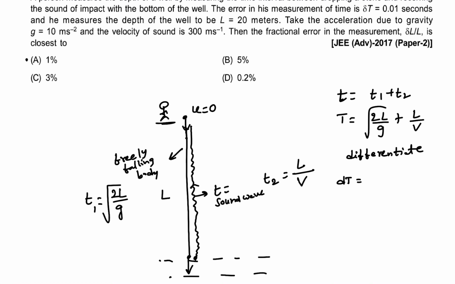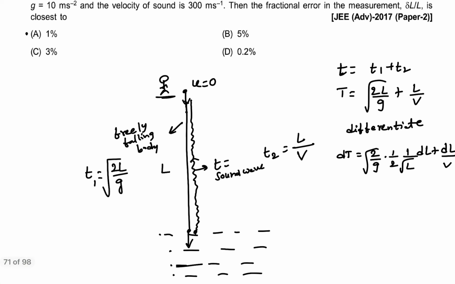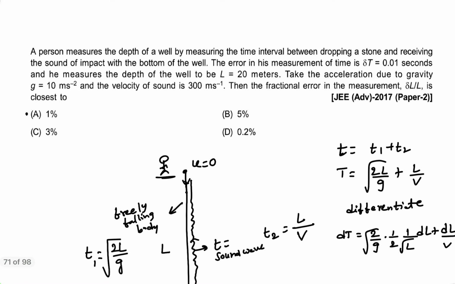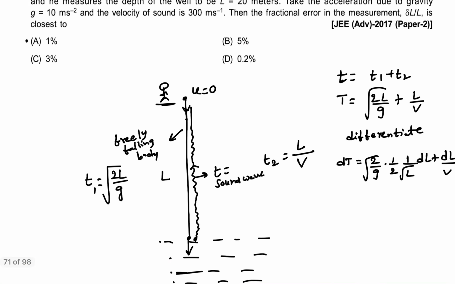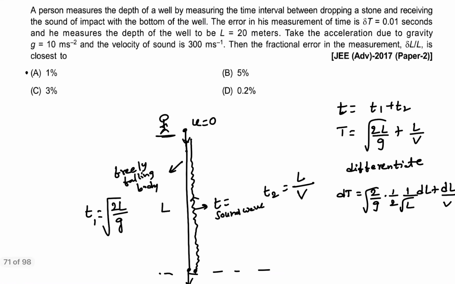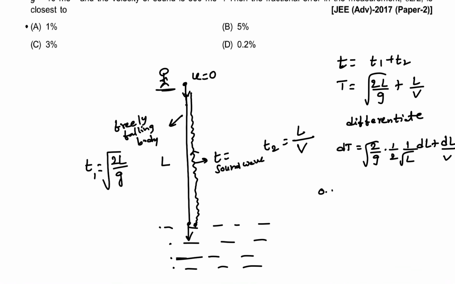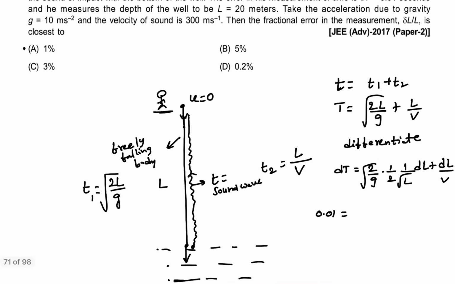That is the relation. Now differentiate the above relation. If you differentiate, we can write dT equal to root over 2 by g, which is taken outside as a constant. Differentiating root L gives 1 by 2 into L to the power of 1 by 2 minus 1, so we get 1 by root L into dL, plus dL divided by v. This is my dT value. Now dT is given as 0.01, and delta L divided by L is what we want.